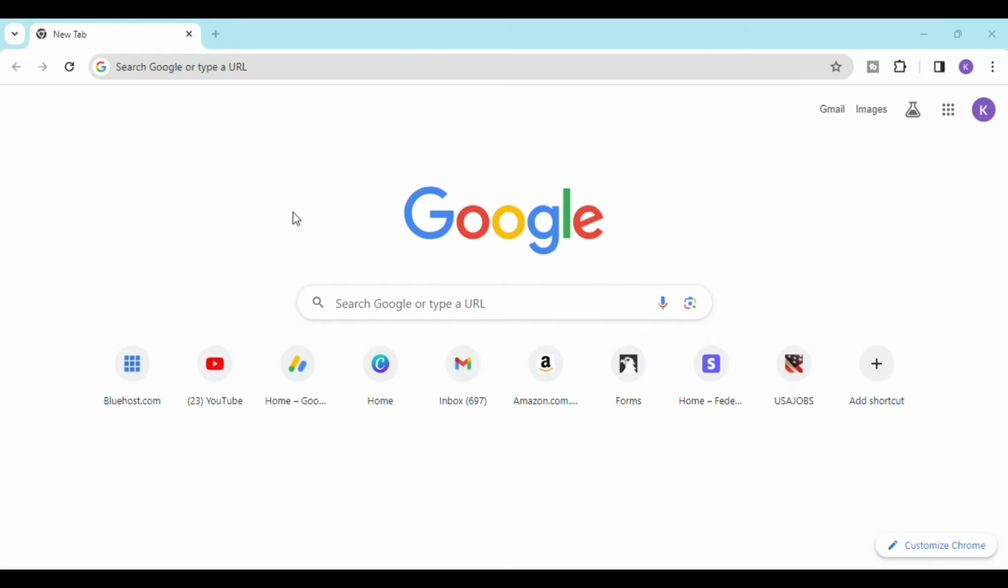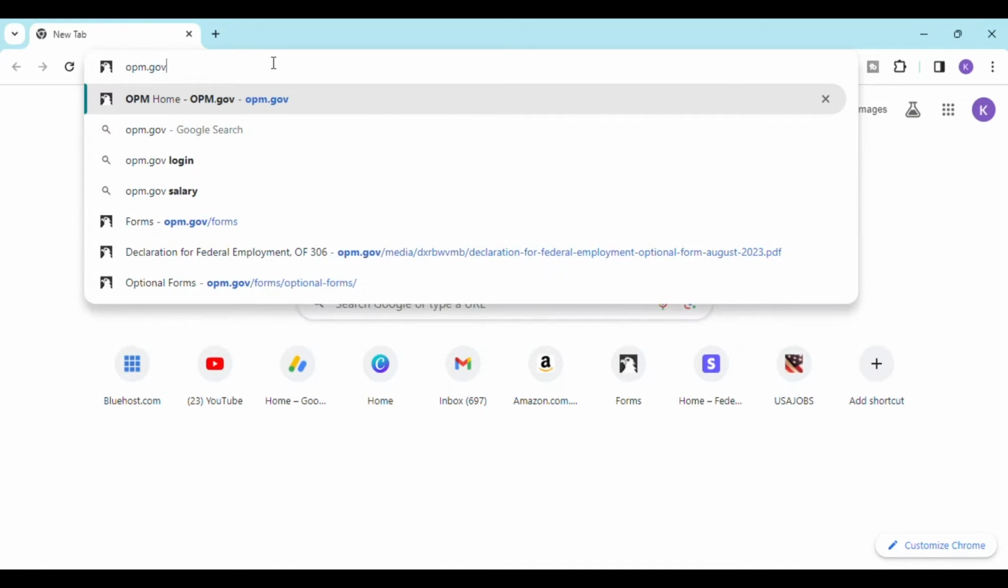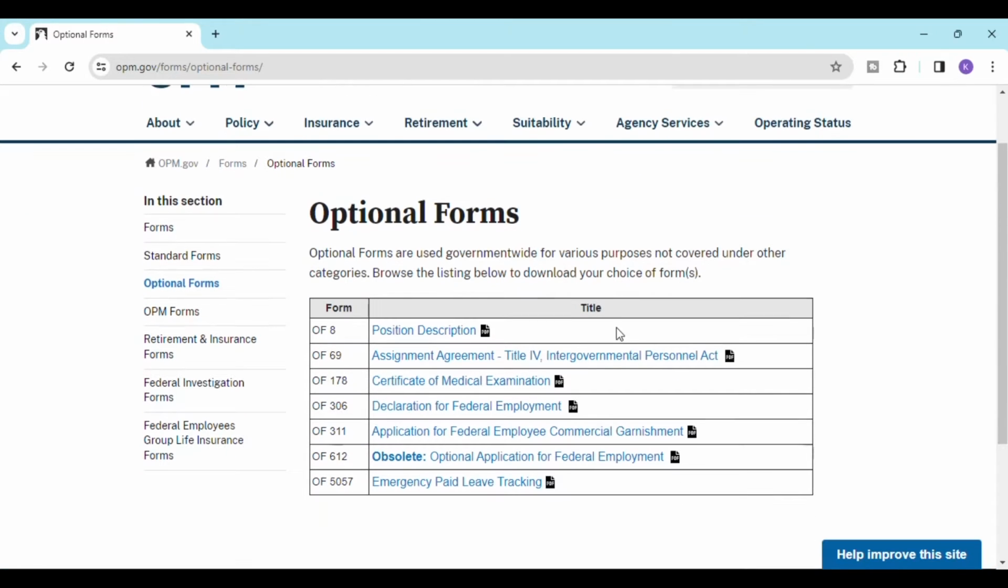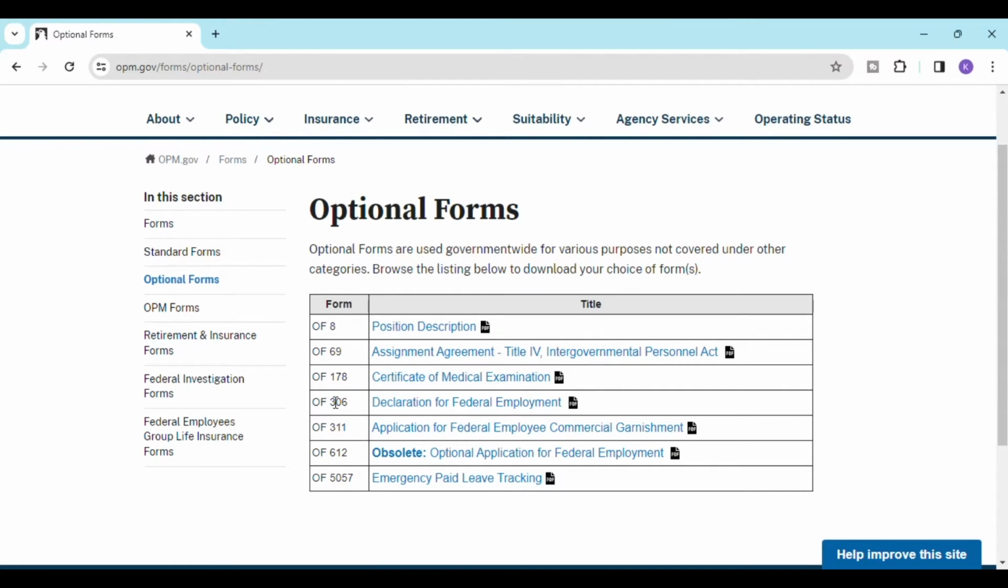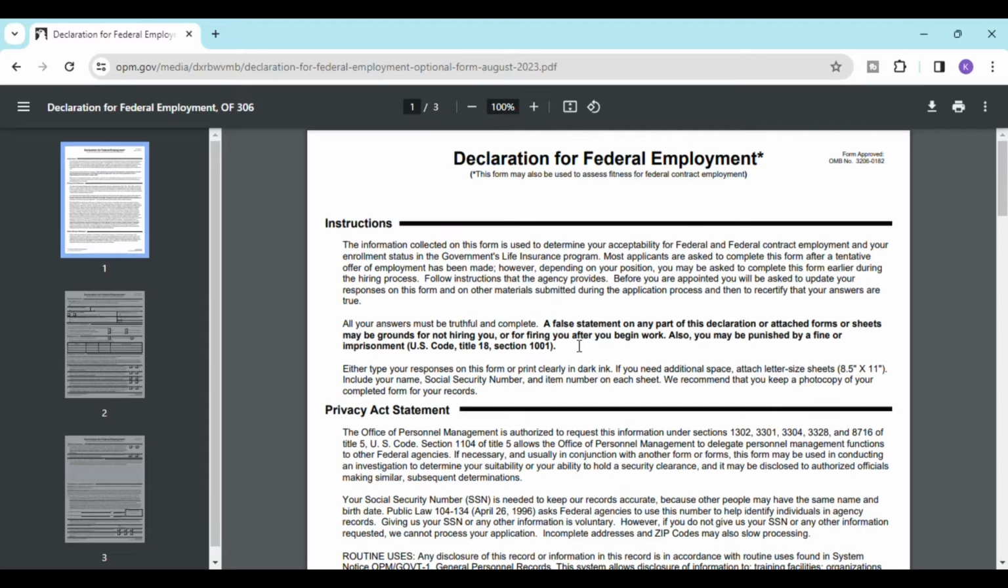In order to go over the 306, first we need to go find the form. So the form is on opm.gov/forms. This webpage has a lot of federal forms that you can go through. But on the left, it shows which types of forms there are. And this one is an OF, which stands for optional form. Then you have the 306, which is Declaration for Federal Employment. When we open that, we're going to go through the form itself.